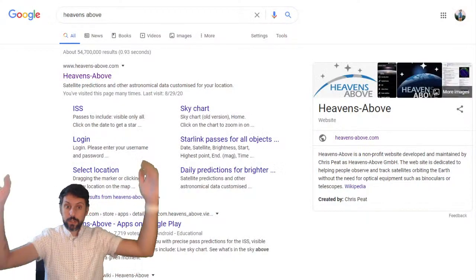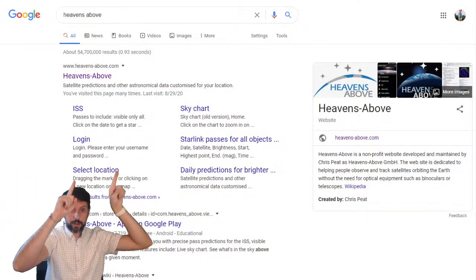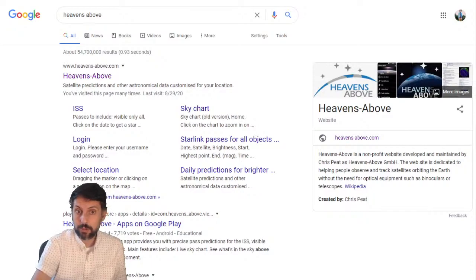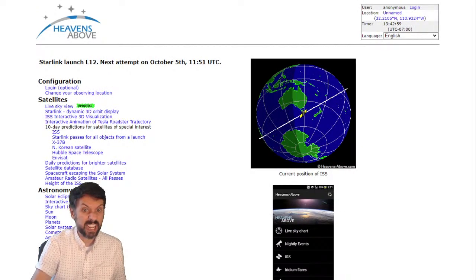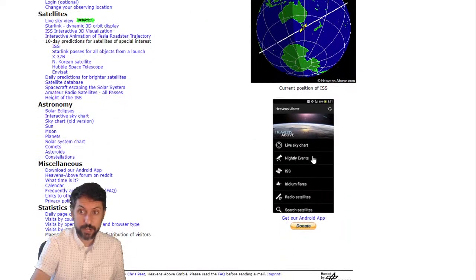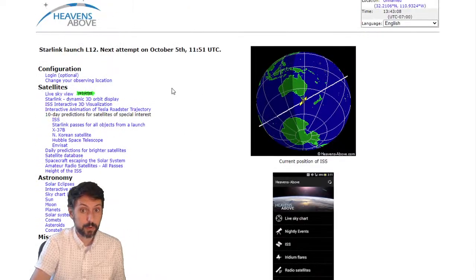So here's the internet, and I've put myself at this Google search where I've looked for heavens above, but you can just go to heavens-above.com right here. Heavens Above is a pretty unattractive website, but it allows you to look for various satellites. There's also an Android app. Okay, so let's see what we can do. First, you could log in, but I don't ever have a login right now. You could also change your observing location.